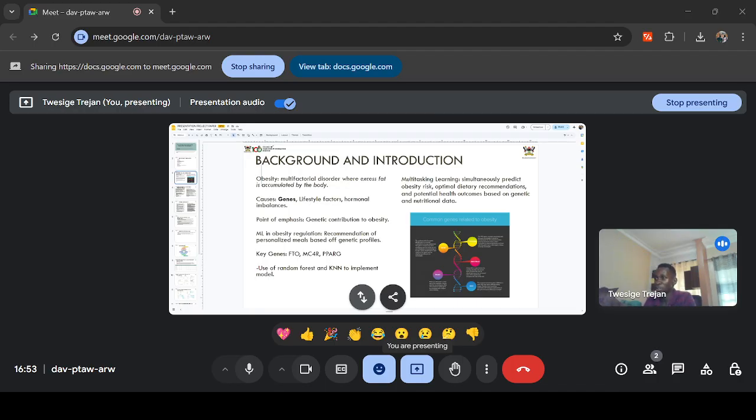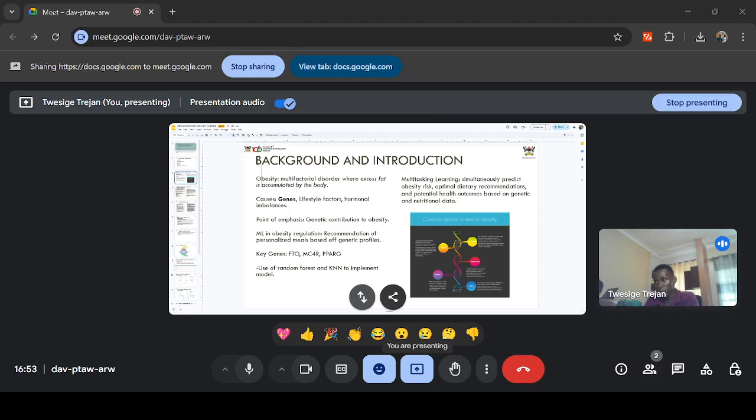So the point of emphasis is the genetic contribution to obesity, because this is what our project is actually about. So, machine learning in obesity regulation. How are we going to do this? We are going to recommend personalized meals based on different people's genetic profiles, as we've already seen in the previous video. The key genes are FTO, MC4R, and so on.